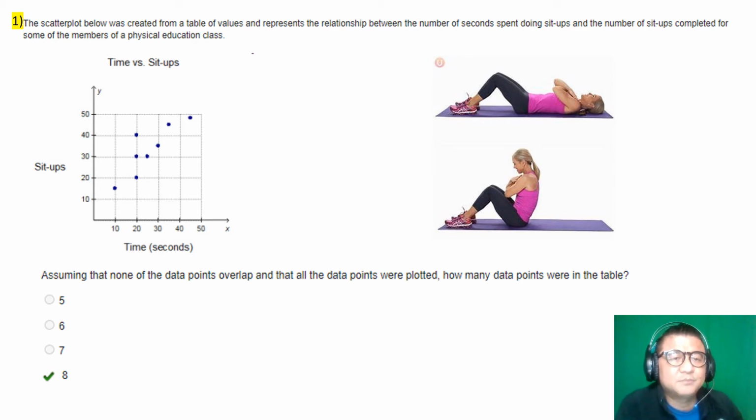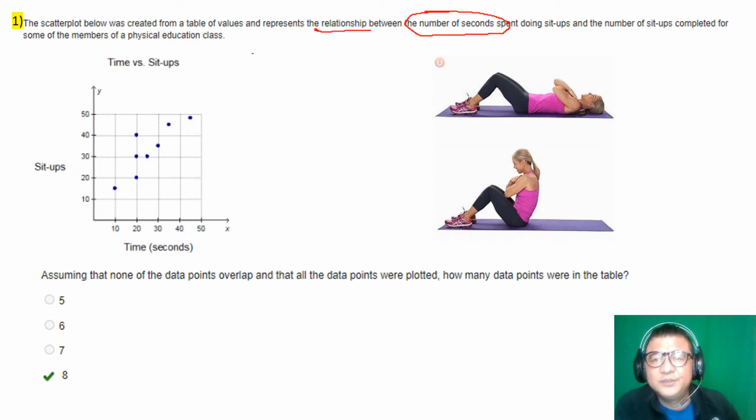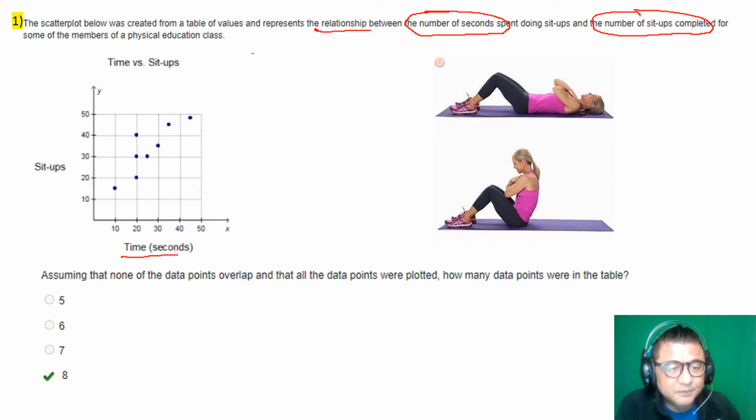Next, let's look at these Ingenuity problems. The scatter plot below was created from a table of values and represents the relationship between the number of seconds spent doing sit-ups and the number of sit-ups completed. Okay? So the more time you spend, which is dependent on that? The sit-ups will depend. There could be more sit-ups done. Okay, very good. And you could see the trend, it's a positive one.